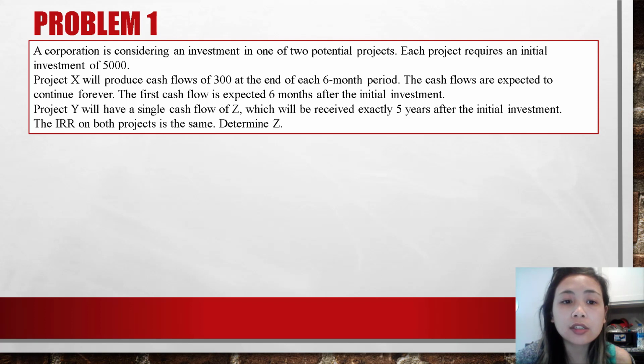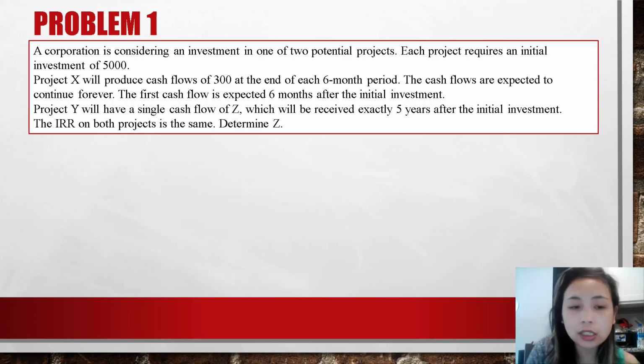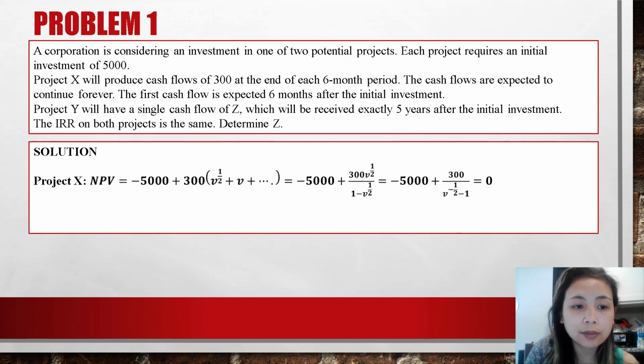Project Y will have a single cash flow of Z, which will be received exactly 5 years after the initial investment. The IRR on both projects is the same. Determine Z. So, for this problem, first of all, we have to use Project X to determine the IRR. Then we have to use the IRR to determine Z. So let's take a look at Project X.